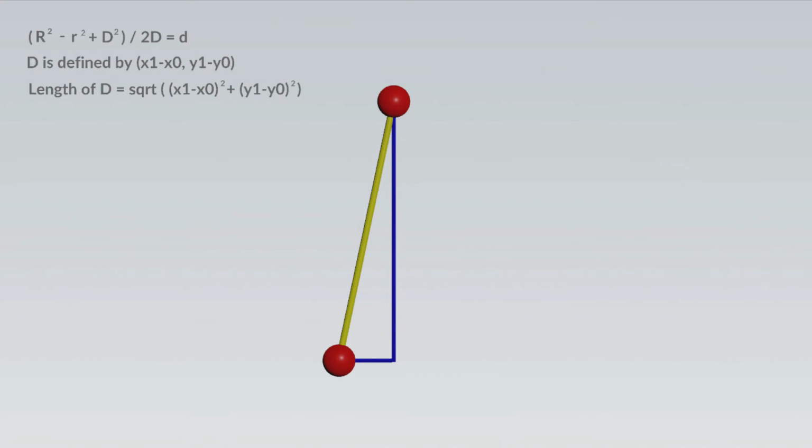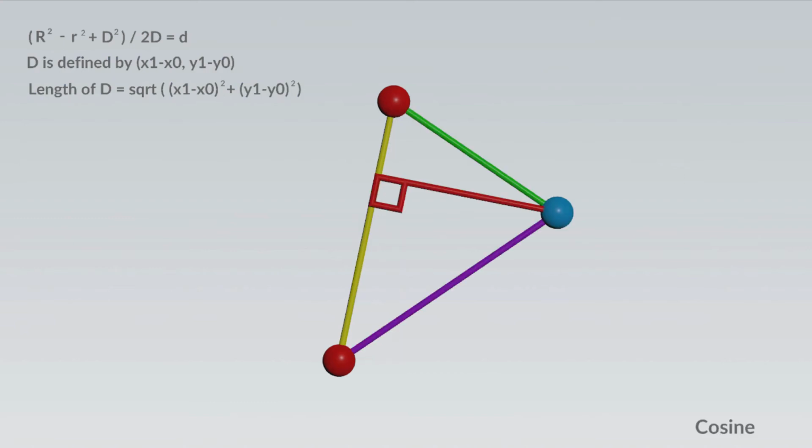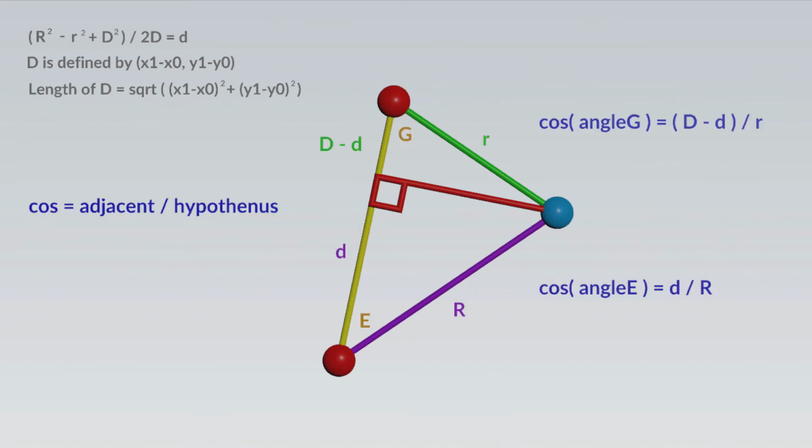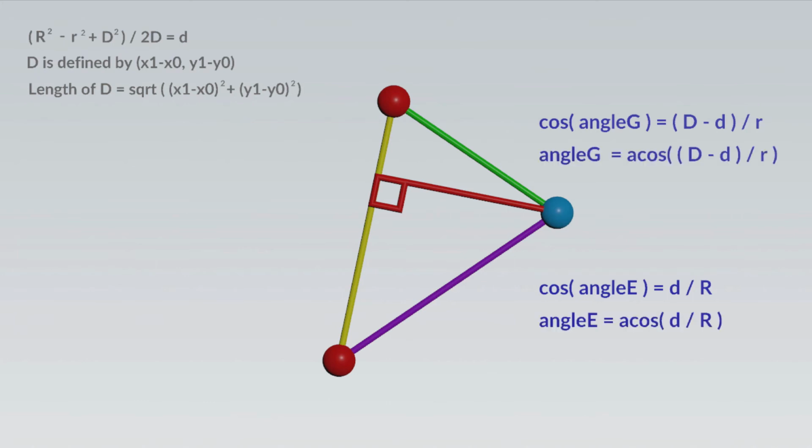Now, the next step that we want to do is look at the cosine. So we have two right-angled triangles. What we can do is find angle G and angle E by using the properties of cosine. So the cosine of angle G on the green triangle is big D minus little d over the hypotenuse r. The cosine of angle E on the purple triangle is little d over big R. If we take the inverse cosine, we can then get values for each of those angles.